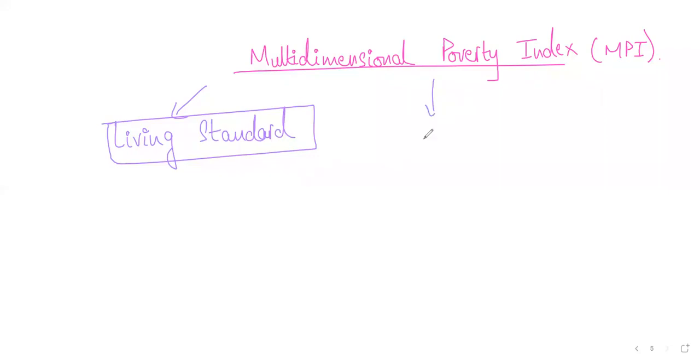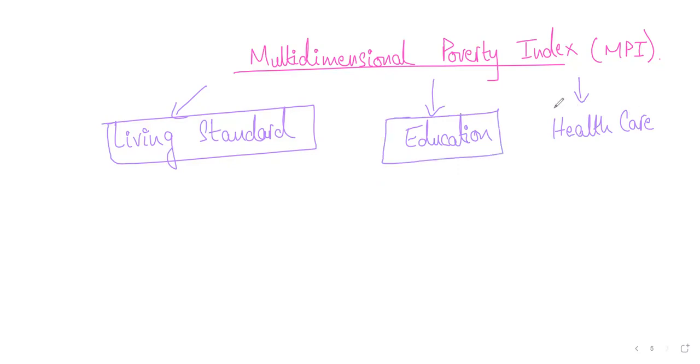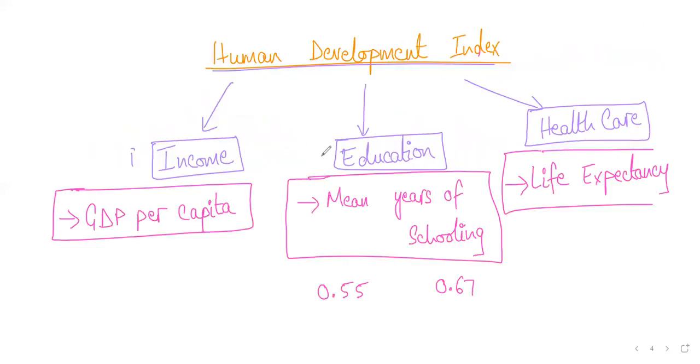Then the other two things stay the same. Education stays, just like in the case of the Human Development Index, and healthcare also stays. Okay, are we clear on this? Is this simple? So in the multidimensional poverty index, you are estimating the development of a country based on three dimensions: living standards, education, and healthcare. Whereas in the Human Development Index, you were looking at income, education, and healthcare.